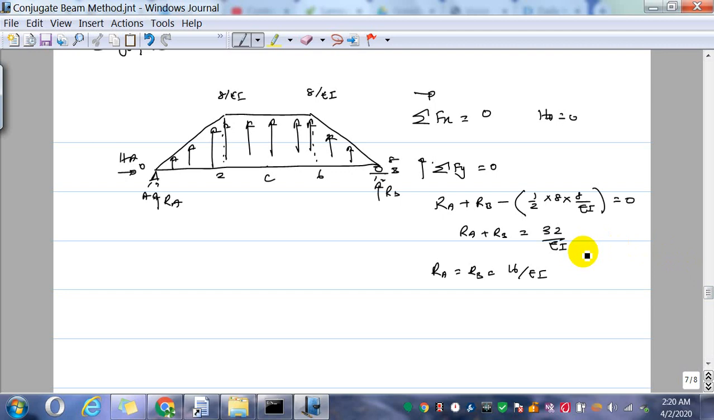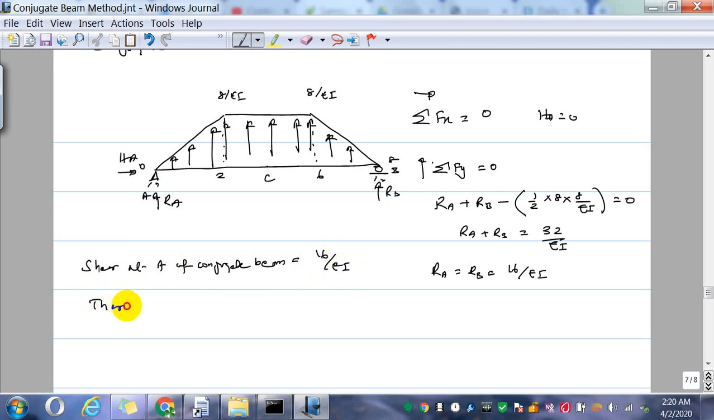So now if I consider a section, the reaction at A is equal to the shear force at A. So this RA is upward, so if you consider this an upward shear, it is a positive shear. So the shear at A of the conjugate beam is equal to 16 over EI.